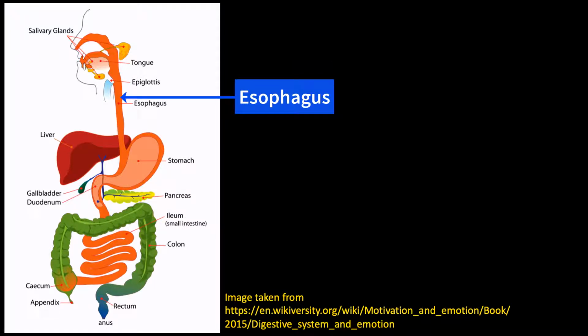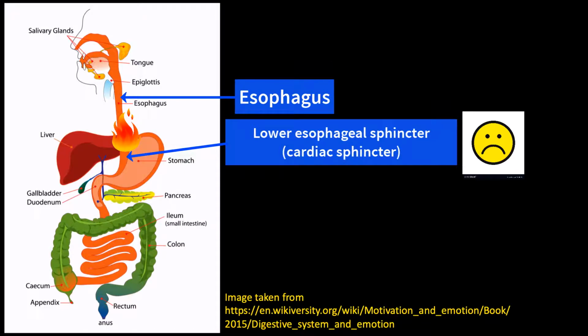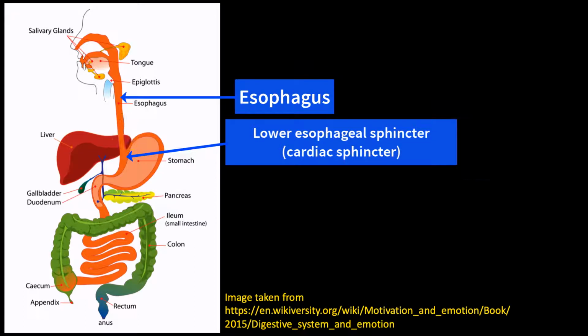So here at the lower part of the esophagus, we have a sphincter that's called the lower esophageal sphincter. Sometimes people will call it the cardiac sphincter because it's positioned more or less around the heart. That sphincter doesn't actually work very well. It doesn't close the esophagus particularly well, which is one of the reasons why the acidic stomach contents do come up into the esophagus in a lot of people. Anyway, the food enters the stomach.